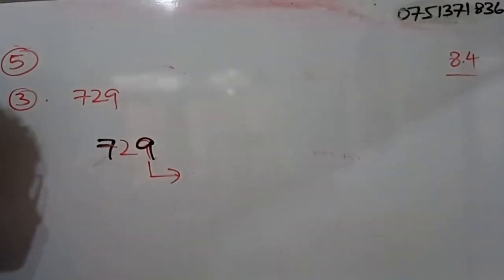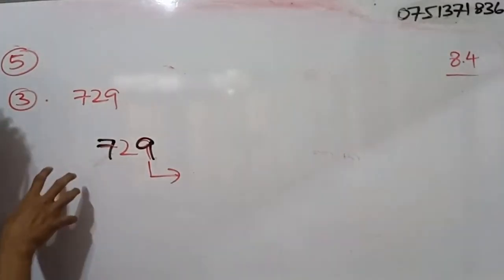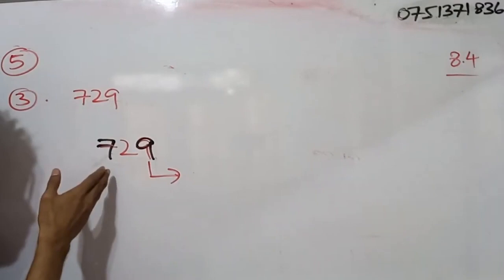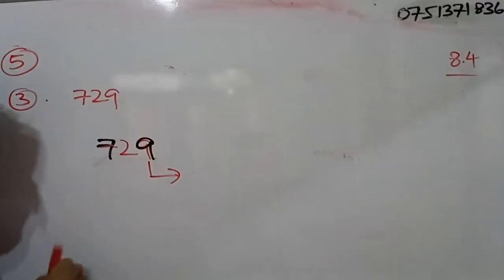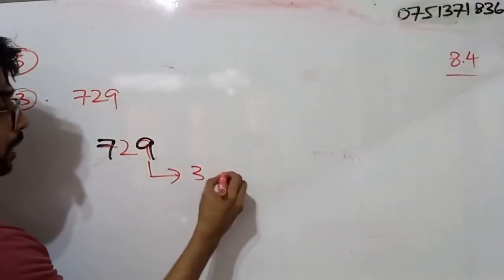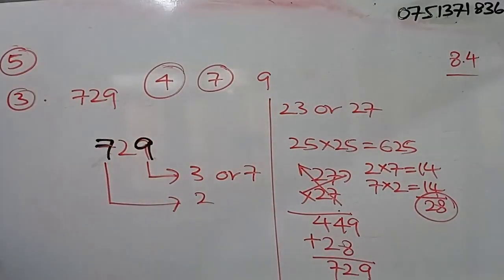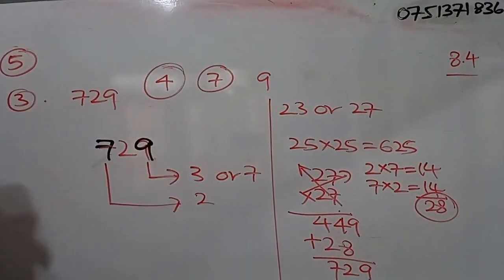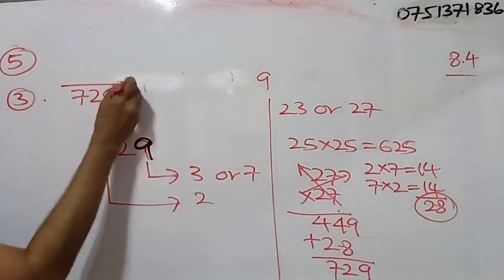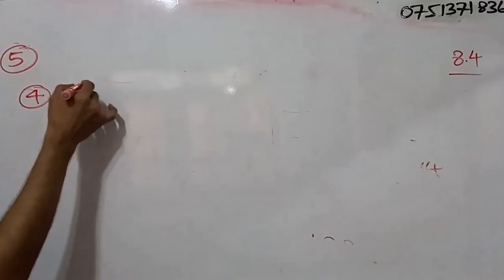Now think about the square root and the digit in the ones place of the square root. It can be 3 or 7. So we get the number 729. That means the square root of 729 is 27.